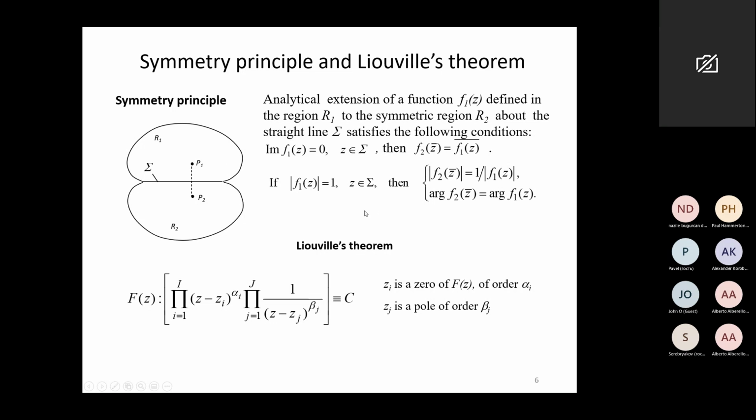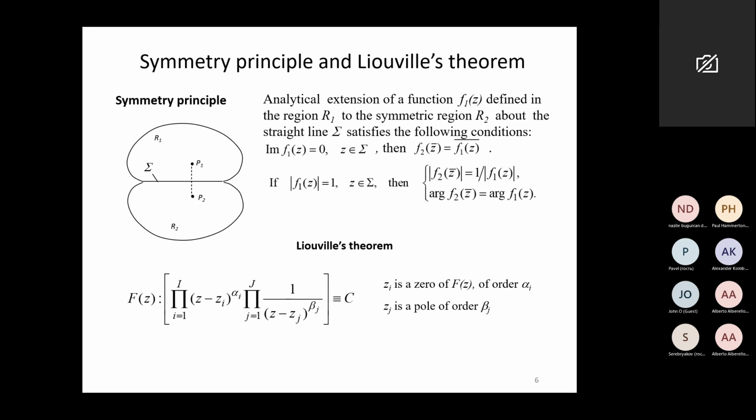If we wish to satisfy another boundary condition, for example, the magnitude on this line, if we wish to obtain the magnitude of the function constant equal to 1, then we need to put at the symmetric point the value of function f2, which is equal to this value, and also provide an argument equal to the argument at point P1. So this is first.